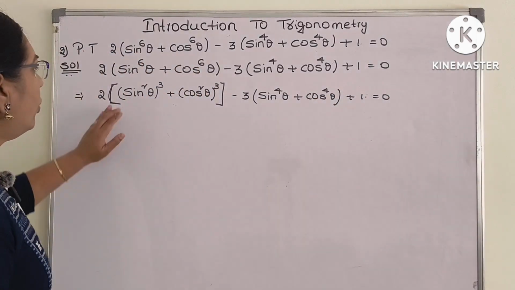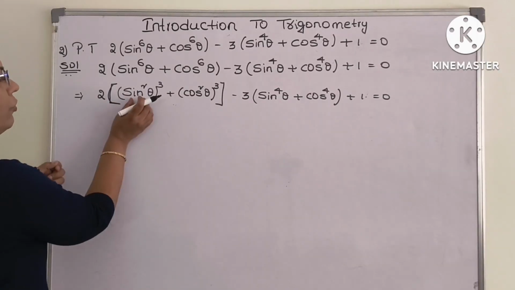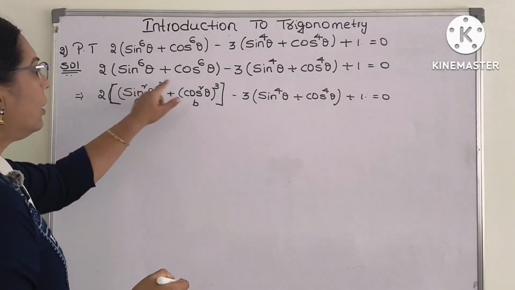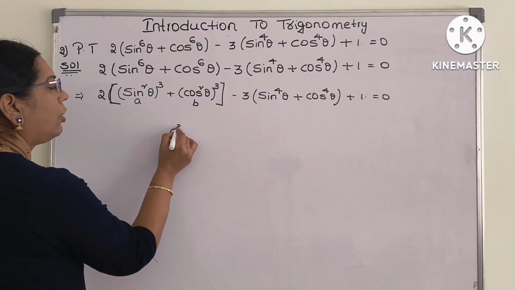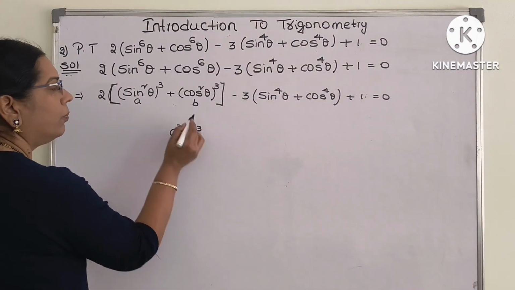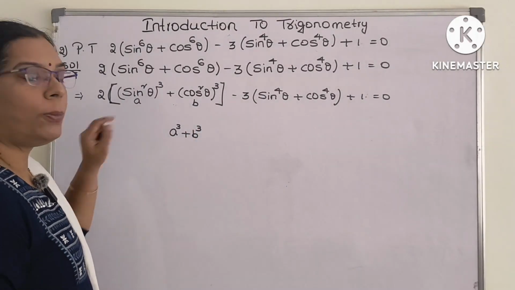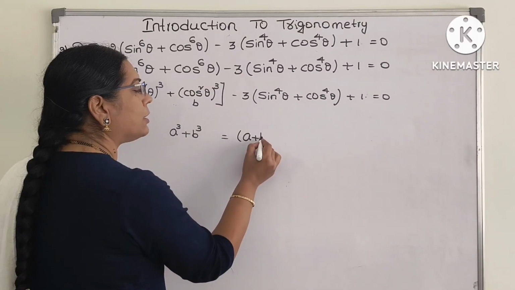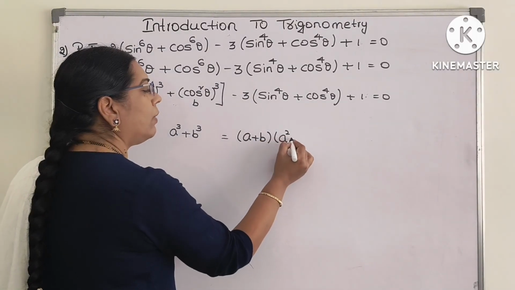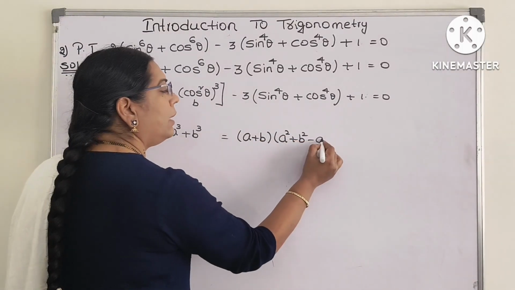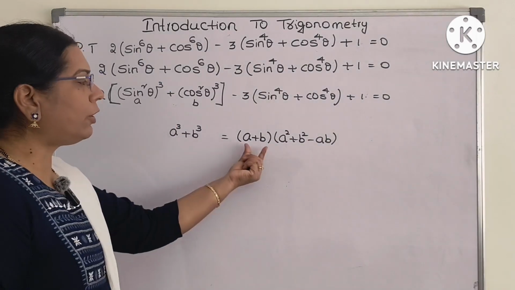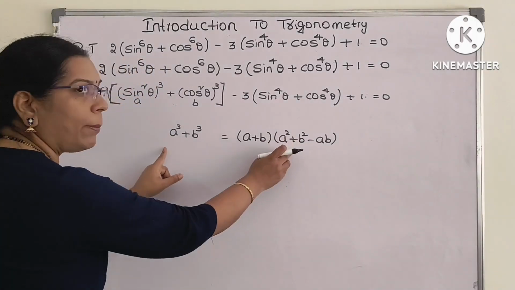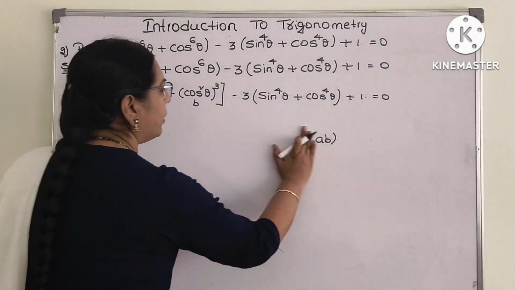Now, if you consider sin square theta as A and cos square theta as B, this is of the form A cube plus B cube. And what is the expansion of A cube plus B cube? It is A plus B into A square plus B square minus AB. We will apply the same expansion here.